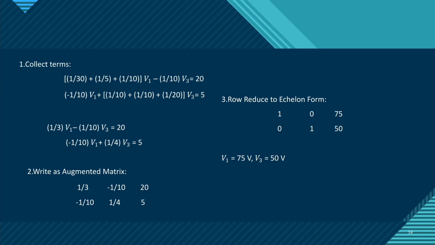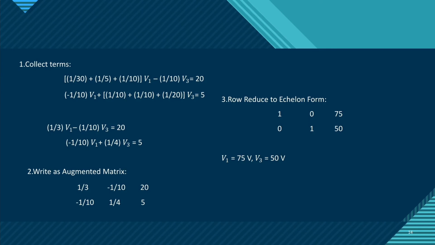For the first step, the engineer will form equations from the plan. The first equation is 1/30 plus 1/5 plus 1/10 times V1 minus 1/10 times V3 equals 20. For the second equation, negative 1 over 10 times V1 plus 1 over 10 plus 1 over 10 plus 1 over 20 times V3 equals 5.